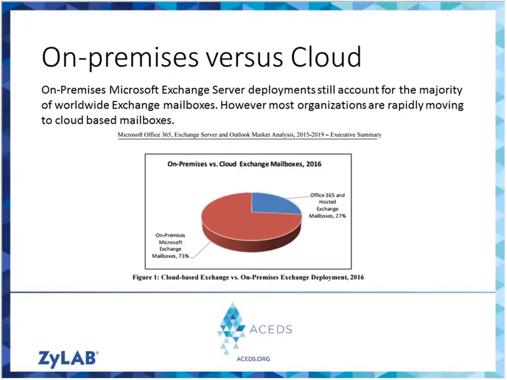There are still a lot of on-premise installations and deployments, however. It's still the majority of the worldwide Exchange mailboxes, but it's changing very rapidly. As you can see here, last year about 75% of all the mailboxes were still on premises, and 25%, so 27% actually to be accurate, were on hosted Exchange mailboxes.